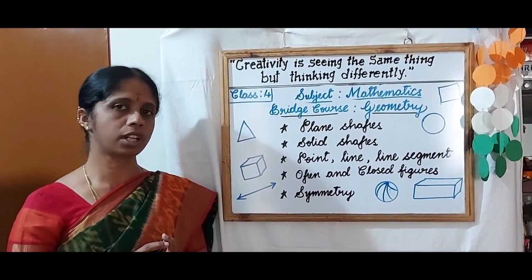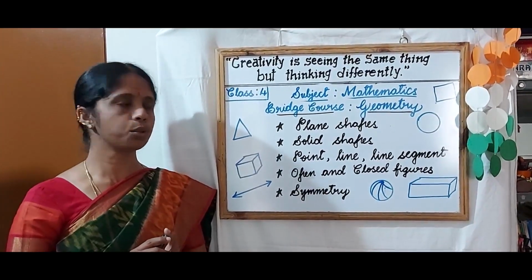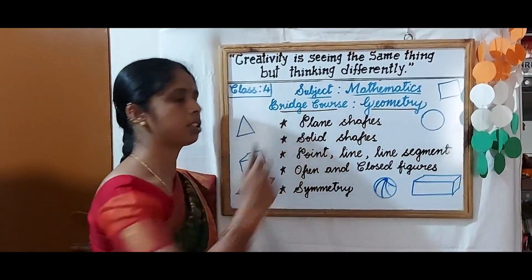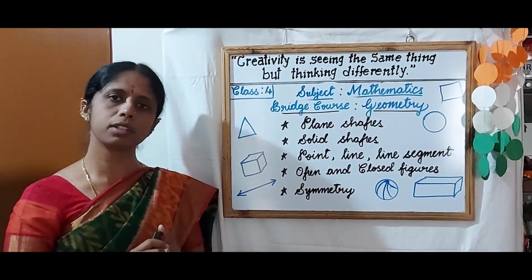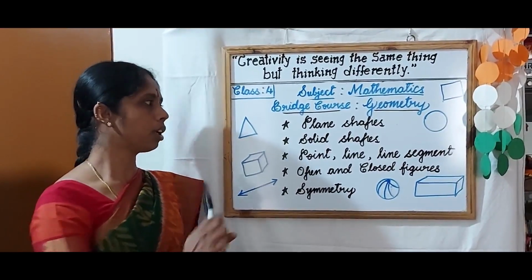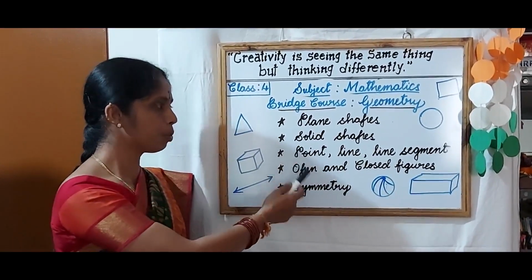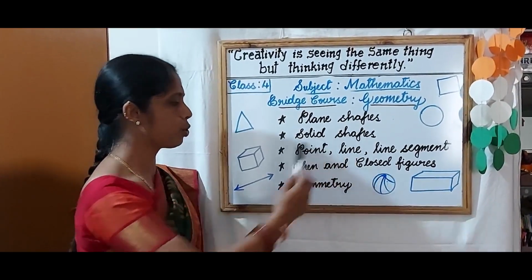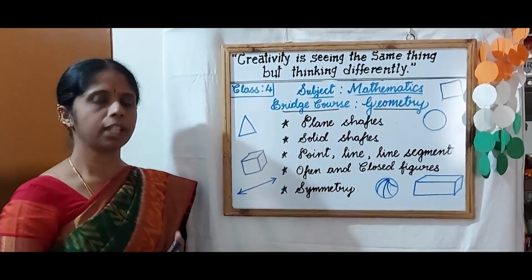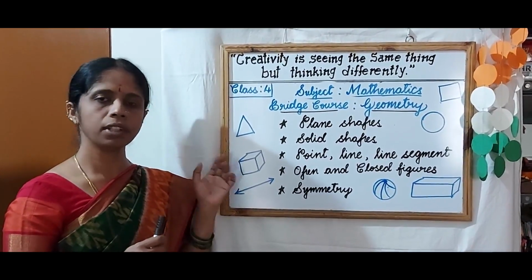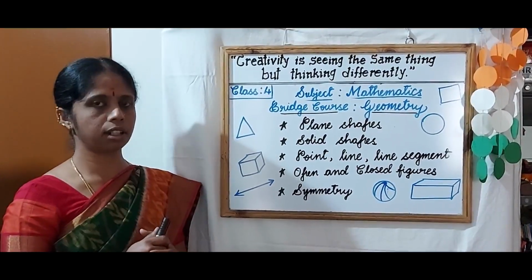So we are in 4th standard. Today we are going to recall the bridge course about the topic geometry. Geometry we have learned in 3rd standard, all these concepts. Those are plane shapes, solid shapes, point, line, line segment, open and closed figures along with symmetry. Today we will recall all these contents which we have learnt already in 3rd standard. Are you ready?